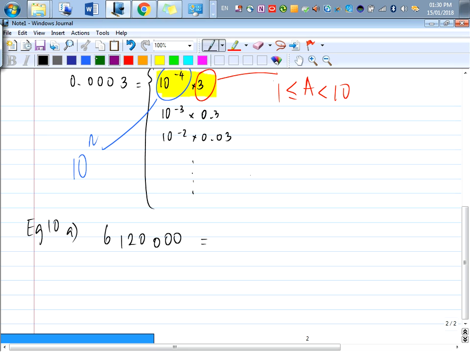Okay, don't forget, we always want it to look like this: A times 10 to the power of n. What do you think is my value for A in this question? Remember, it has to be 1 or larger but smaller than 10. So what's my value of A? Okay, that's the easy part. 6.12, right? This is between 1 and 10. Now, the next part, times 10 to the power of 6.